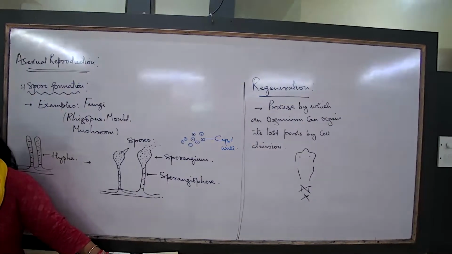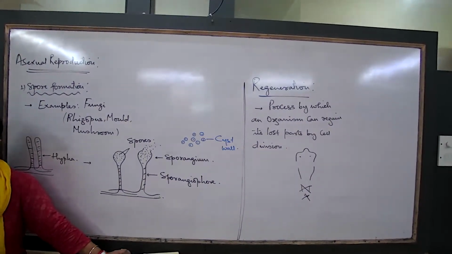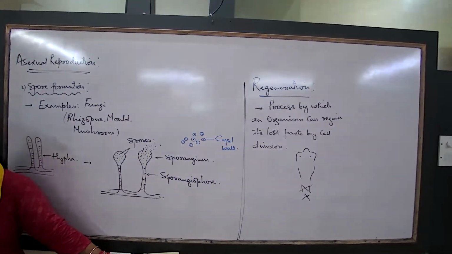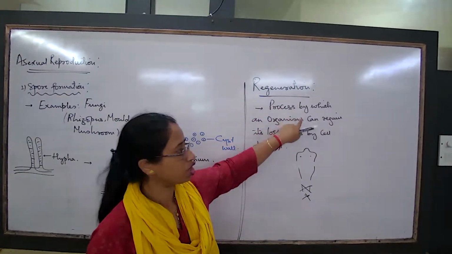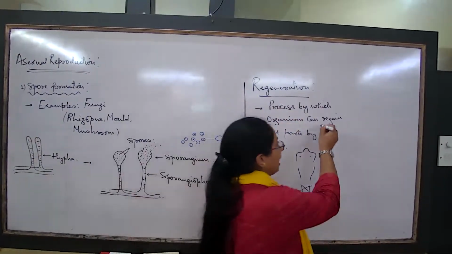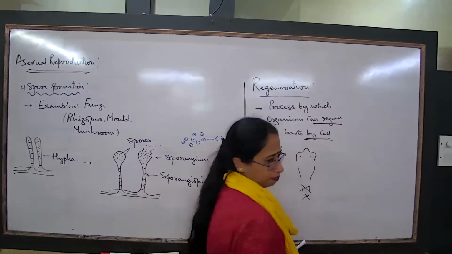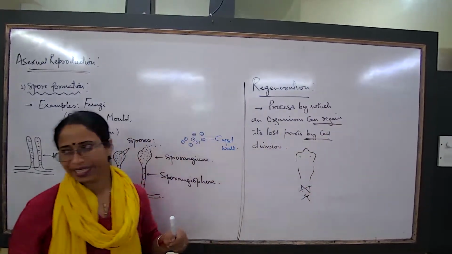Is this the natural method of reproduction for them? No, that is not the natural method of reproduction for them. What is the definition? Always remember, regeneration is the process by which an organism regains its lost parts by cell division. So this can be true for planaria.